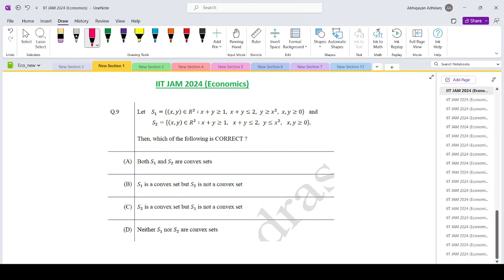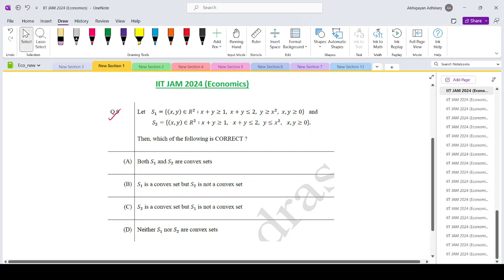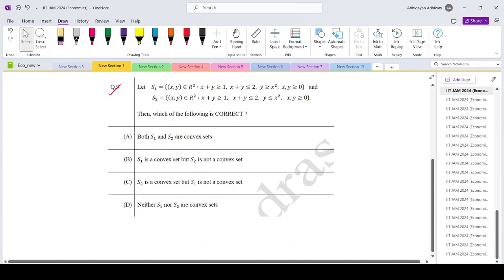And today we are looking at the IIT JAM 2024 Economics paper, question number 9. Let S1 be the set as mentioned in the question and S2 be the set mentioned in the question. Then which of the following is correct? The question is about which of the two, S1 or S2, is a convex set or not, right?